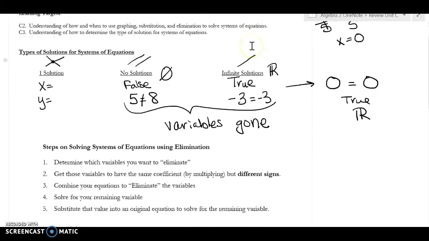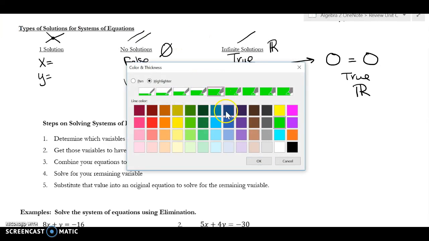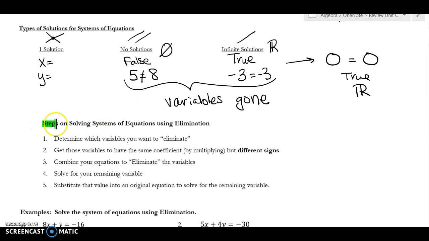All right, so elimination is my favorite method. It has some steps, but after you do them, it's not that bad. Make this a little thicker so I can highlight easier. Okay, so here are our steps. Step 1 is you need to figure out what you want to eliminate. We're actually going to cross it off. The next step is you have to get the same coefficient, so that's the same number in front, but different signs. Then we're going to eliminate them, and then we solve. The last step is you plug it into an original equation. It doesn't matter which one, it could be any of them.